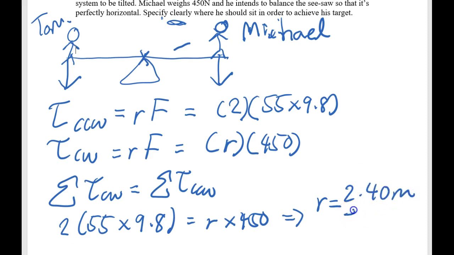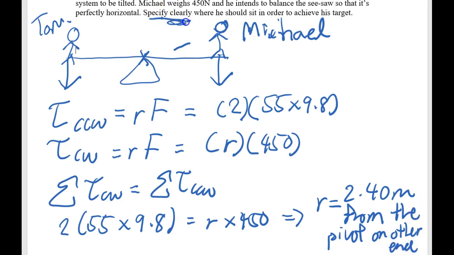2.40 meter from the pivot on the other end. Okay, on the other end, so specified clearly, so be careful about this. So that's how you solve question number 5.